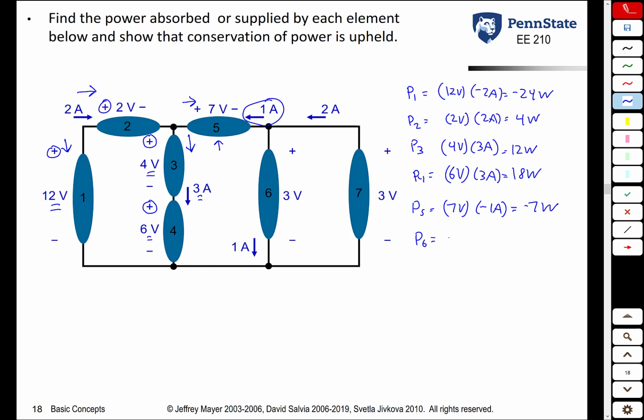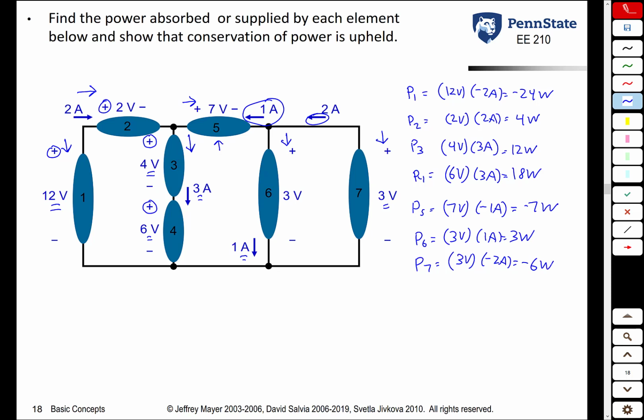P6, you have 3 volts. The current entering the plus terminal is that current, which is the same as that current, 1 amp. We get 3 watts. Finally, P7, 3 volts across it, times which current? Not this current, because that's a current leaving the plus terminal. The current we need is the current entering the plus terminal, which is minus 2 amps, or minus 6 watts.